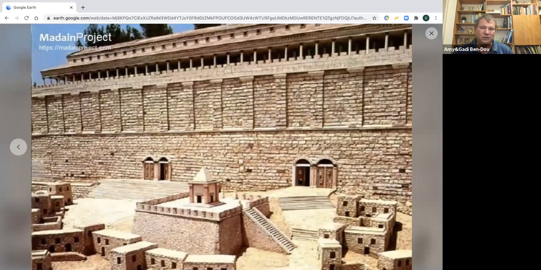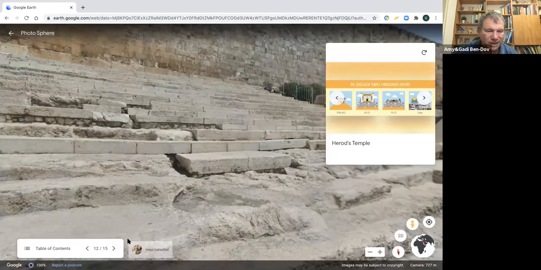Here's from the model what the Khulda gates would have looked like way back then, and the steps that we talked about before. Okay, I'm going to stop here and see if there are any questions. Any questions before we continue? We're doing okay? Everybody's stunned?